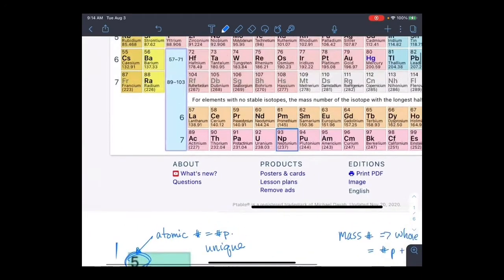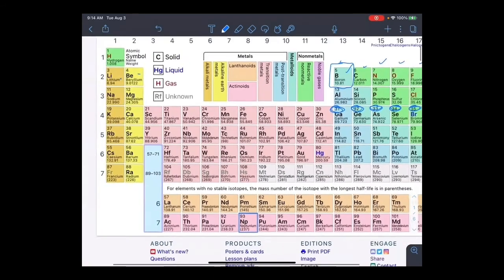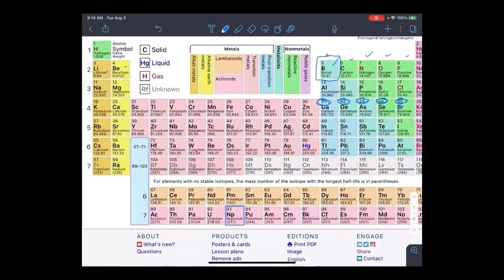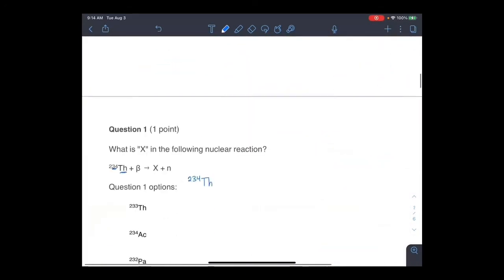So I'm going to come up here to the periodic table, and sometimes you have trouble finding symbols of things, especially things that you haven't used much before. A little trick: this is his mass number, so it should be in the ballpark of his atomic mass.